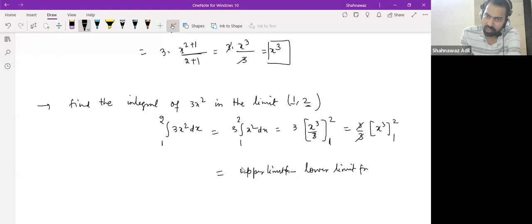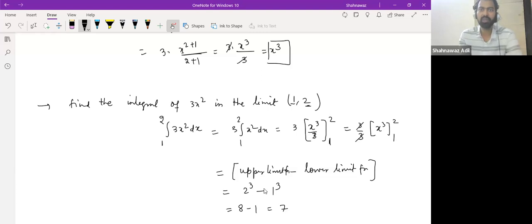So what do I mean by that? The function is x cube. The upper limit is 2, so in place of x, I put 2. So this would be 2 cube, and minus, now in place of x, I put 1, so 1. This would be 8 minus 1, which is 7. So this is the difference between the definite and indefinite integral. Indefinite ends at this point, but if we have limits, then we have to put the limits and this would be the solution.